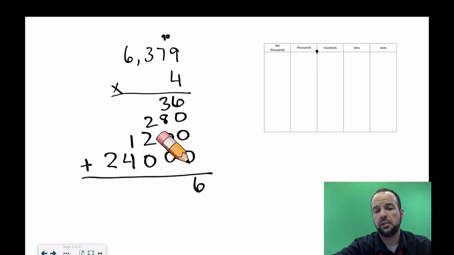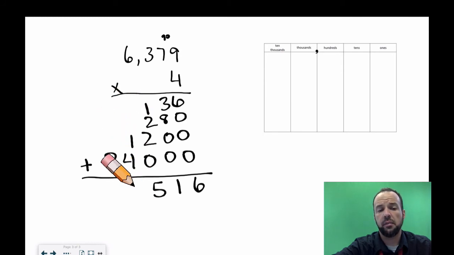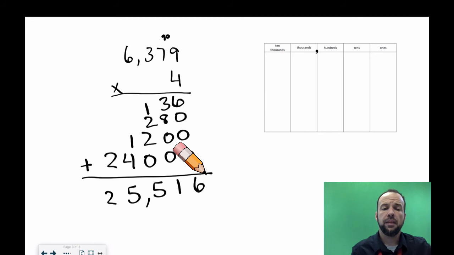So I'm going to add up my ones and my tens. And my hundreds, 2 plus 2 is 4, plus 1 is 5. And my thousands, so there we go, 25,516. So that's what it would be if we got our partial products, we added them all up. That's the answer we'd end up with, okay?